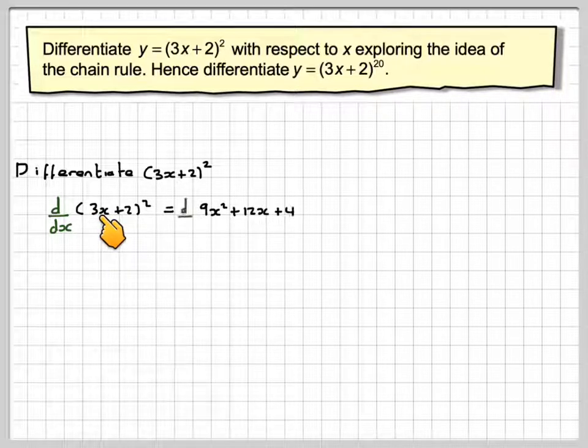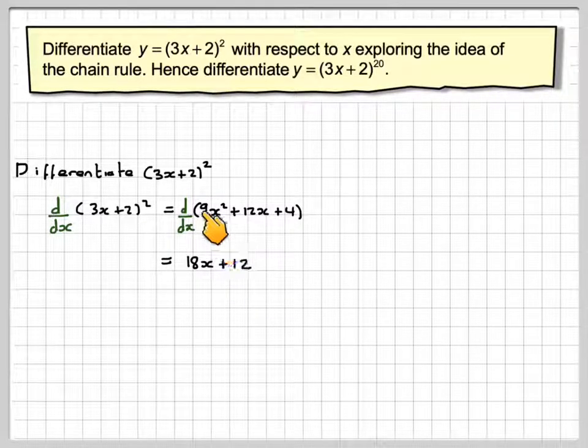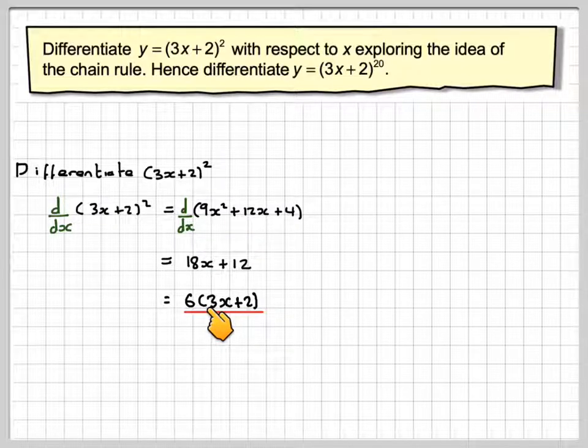d/dx of (3x + 2) squared is the same as d/dx of, expanding that, 9x squared plus 12x plus 4, and then differentiate term by term. So that's 18x plus 12, and nothing from the 4. And if we take out a common factor, we get 6 times (3x + 2).